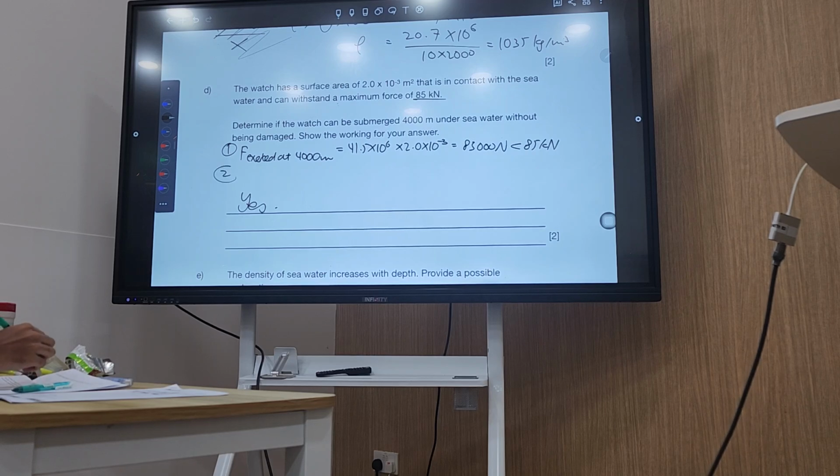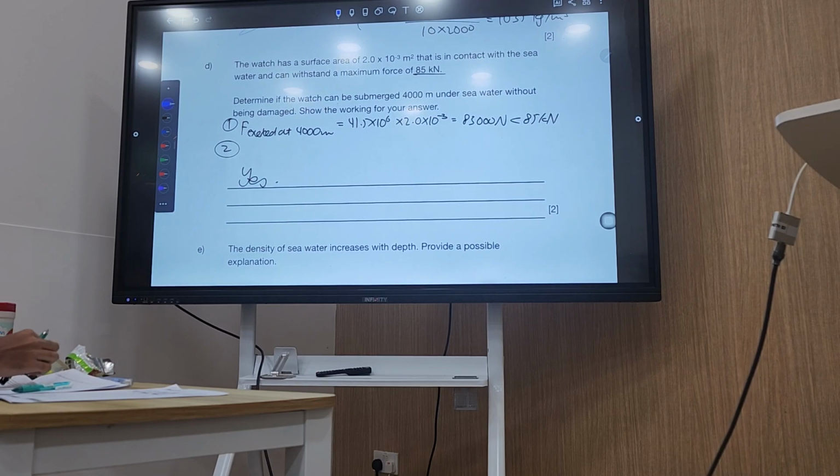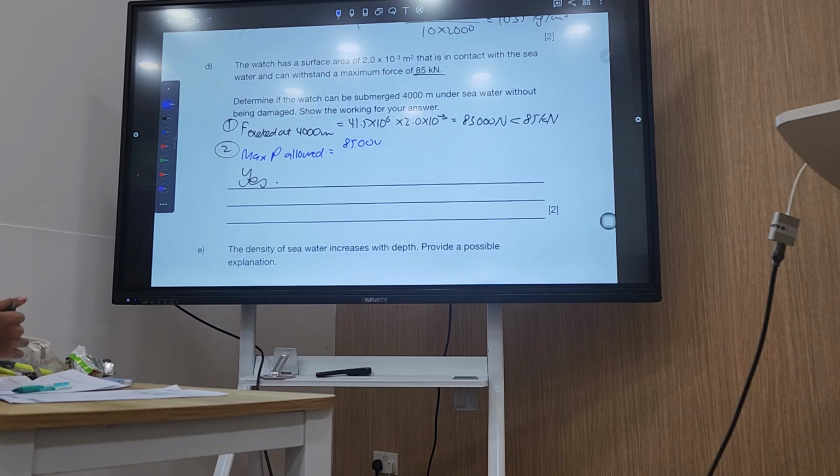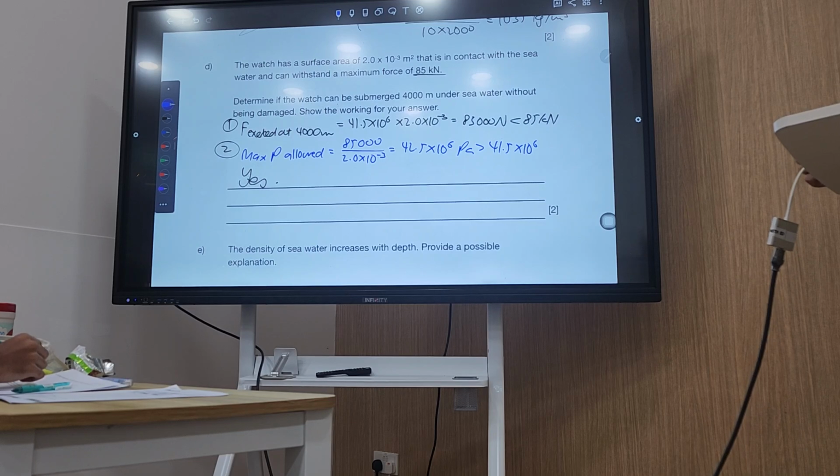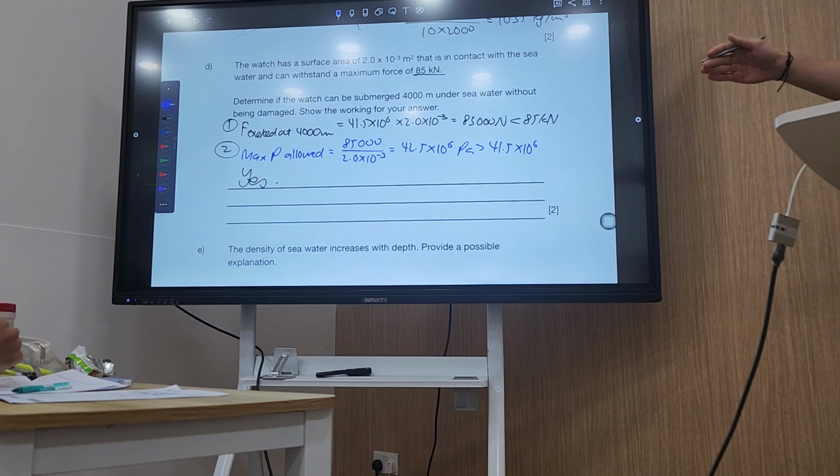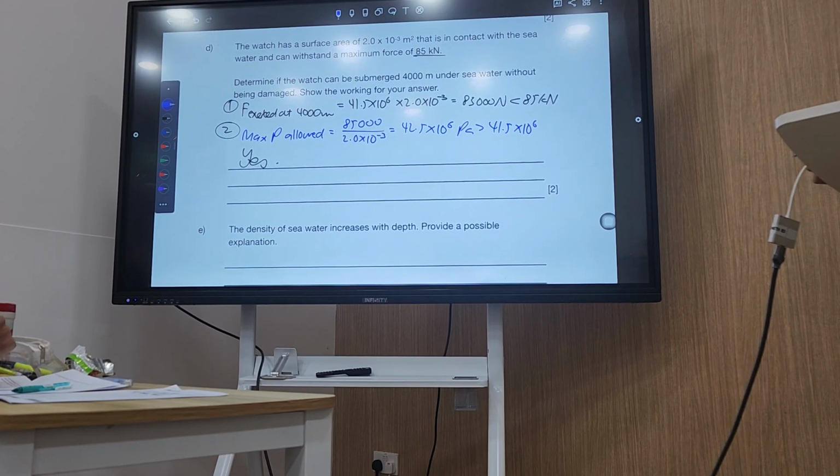Method number two is you can say the max pressure allowed is equal to 85,000 over your area, and you will get 42.5 times 10 power 6 Pascal, which is more than what you are facing at that depth. Different ways, you can choose which one. Of course, your explanation should align with your workings.